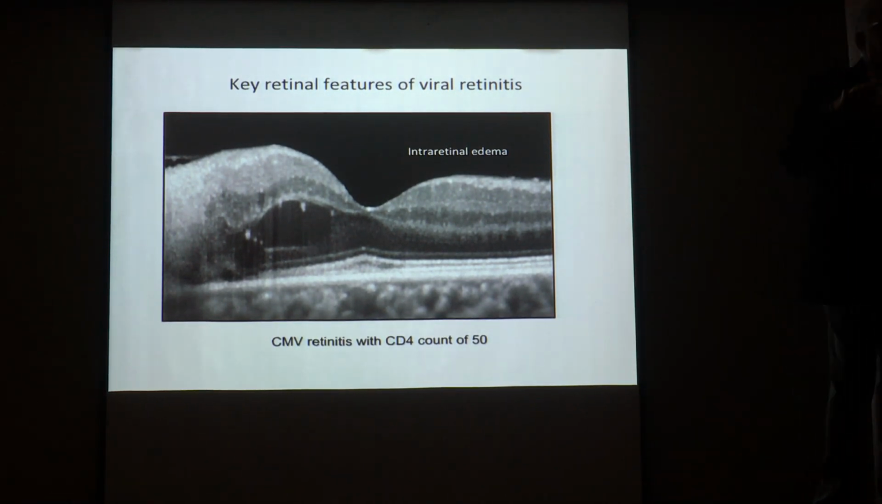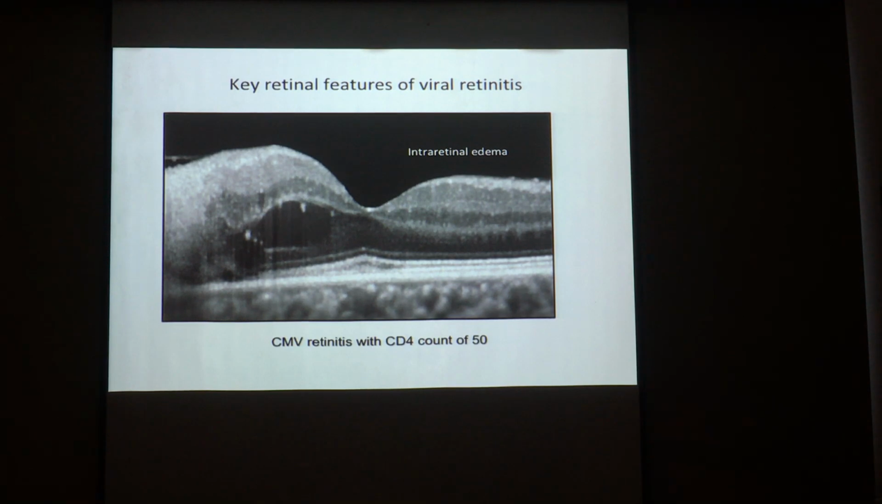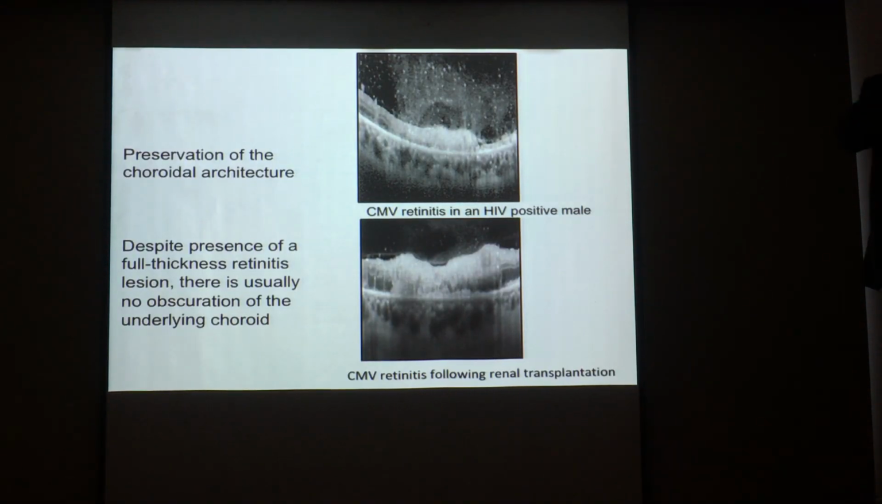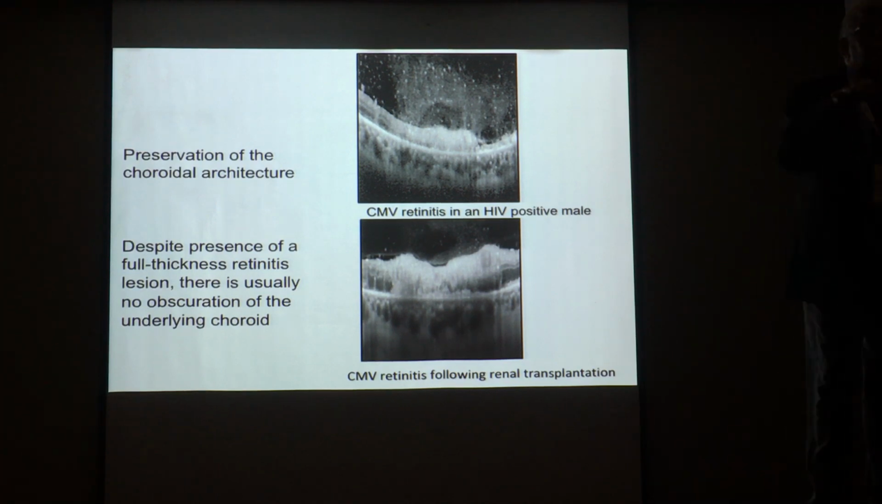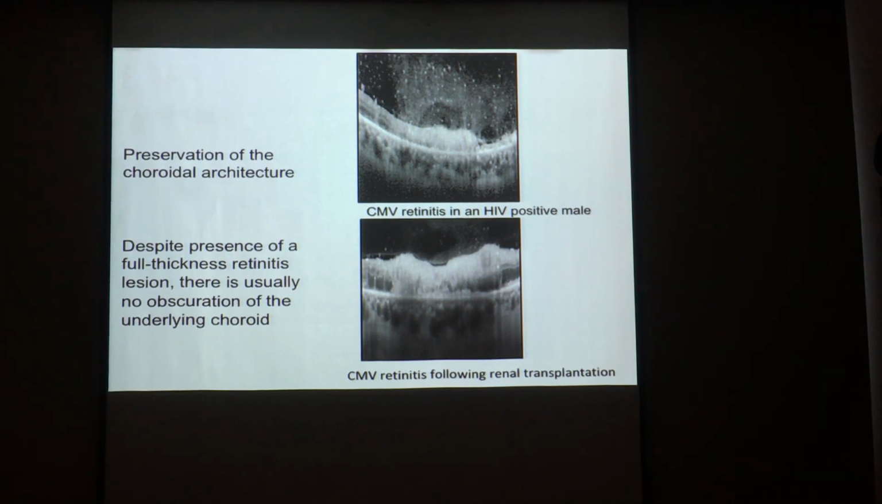Okay. On the other hand, in these patients, there is no involvement of the choroid. CMV retinitis stays in the retina without choroidal involvement. Is that right? You can see here is a full thickness retinitis and the choroid is preserved.